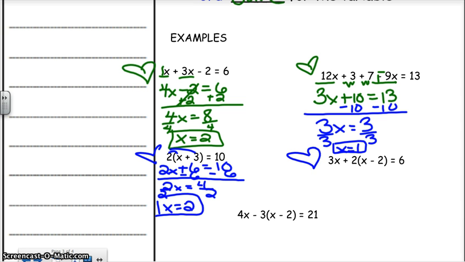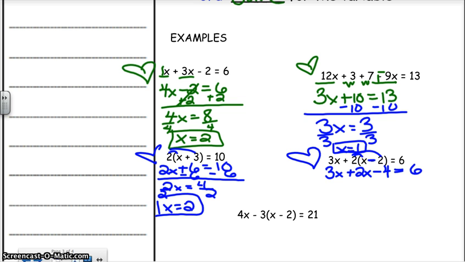Next one over, again, I see distribution because I see parentheses and a number sticking outside the parentheses. So that tells me distribute. So I'm going to just distribute to the inside. 3x plus 2 times x is 2x, minus, because it's a minus inside, 2 times 2 is 4 equals 6.